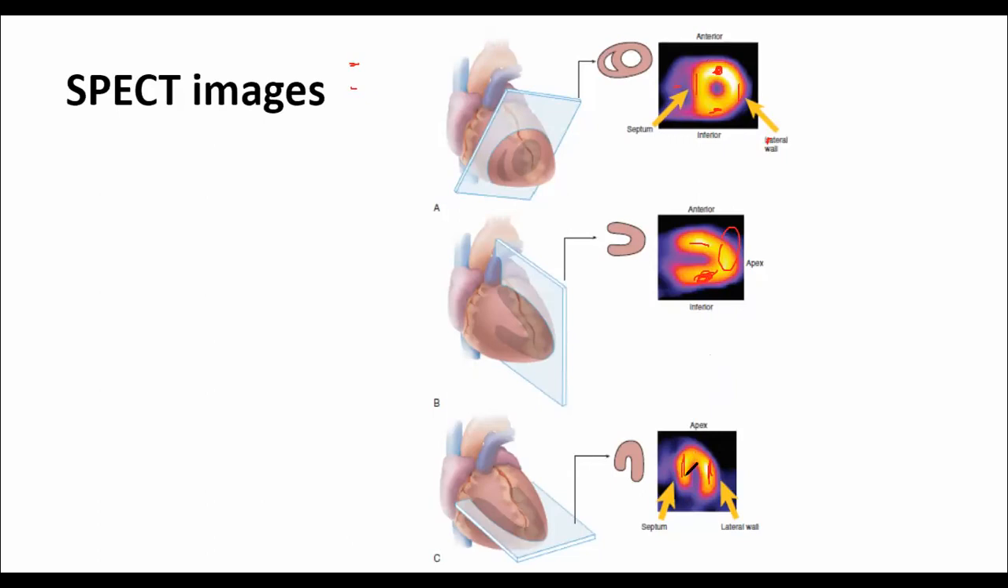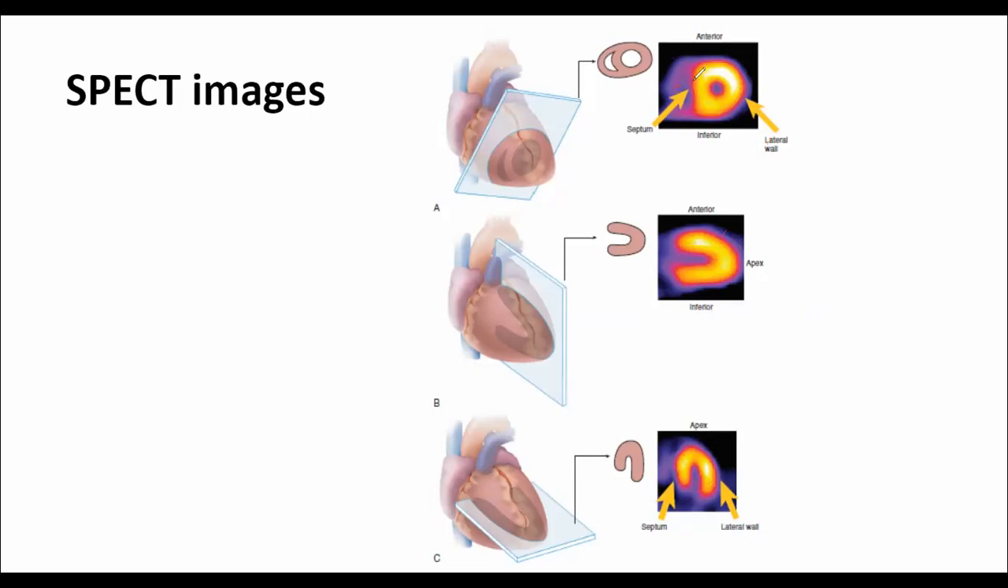Why is it important? Because sometimes there may be artifacts or different technical issues in which you are going to have a defect in one tomographic plane but not in the other one. Then, before reporting it, you should try to confirm that it's not an artifact or a false defect. Has everyone understood this?